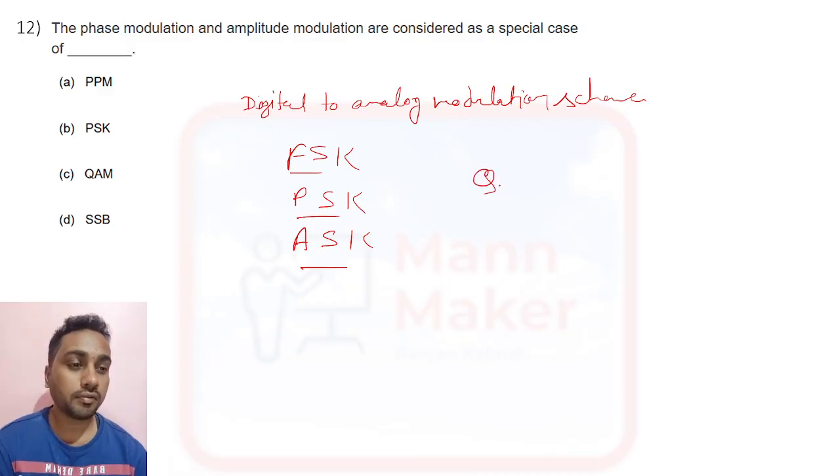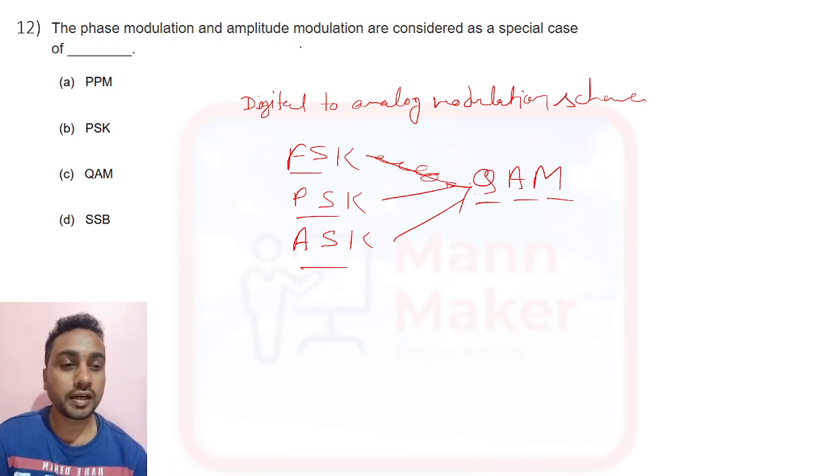Okay. And we have one more thing, QAM, quadrature amplitude modulation. In quadrature amplitude modulation, it takes phase and amplitude both. So that's why here the phase modulation and amplitude modulation are considered as quadrature amplitude modulation.